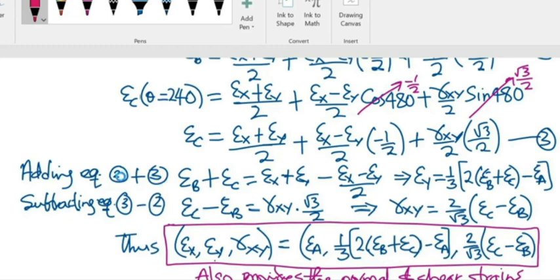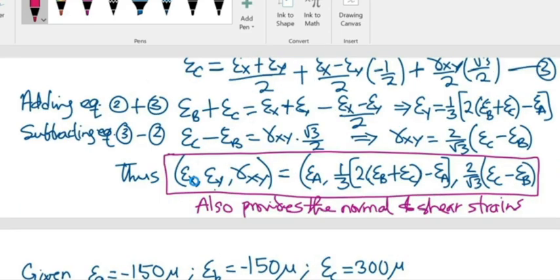When you add equations 2 and 3, we can determine one of the normal strains, and also EY. And when you subtract equation 2 from 3, we can also determine the shear strain. So in this case, the 3 unknown strains for 2D are EX, EY, and the shear strain.